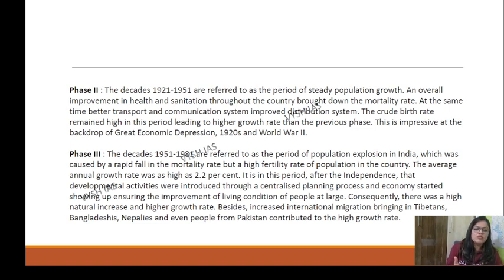Basically, there was an improvement in health and sanitation throughout the country, which brought down the mortality rate. At the same time, a better transport and communication system improved the distribution system.